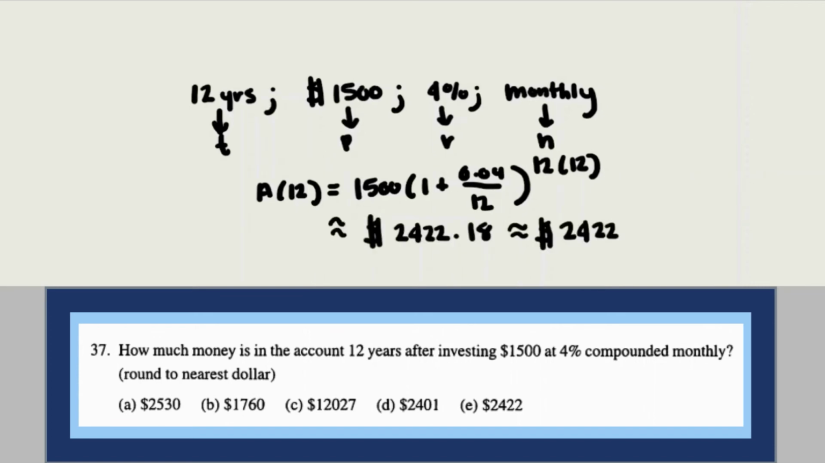Alright guys, so when I plugged this into our calculator, I got about $2,422.18, and they said round to the nearest dollar. That would be $2,422. Okay, that sounds better. And the answer choice that lines up with what we got is answer choice E. So now we're going to move on to question number 38.